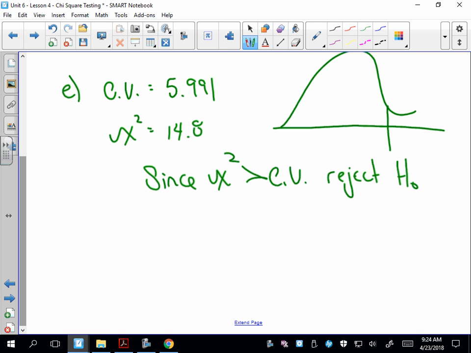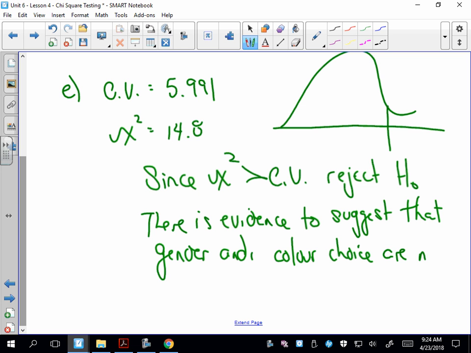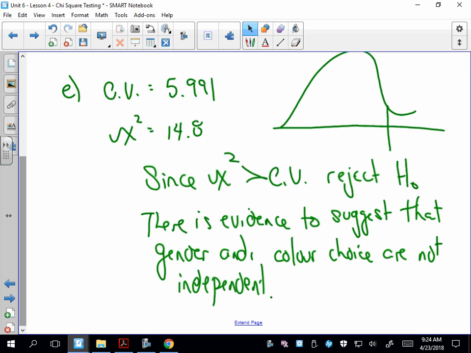Okay. We're going to say there is evidence to suggest that gender and color choice are not independent. Okay, we're taking H1. There's something going on. Now, I can't prove that, oh, boys picked blue. I can't say that, but I can say there's a relationship here. Something strange going on. There's more differences than I expected just based on the proportions.